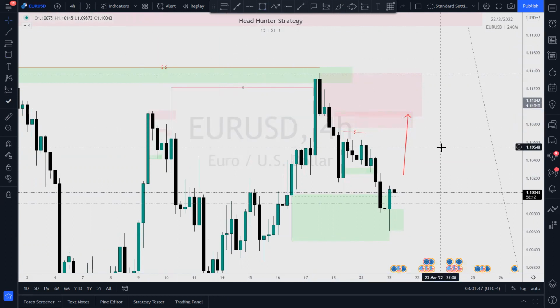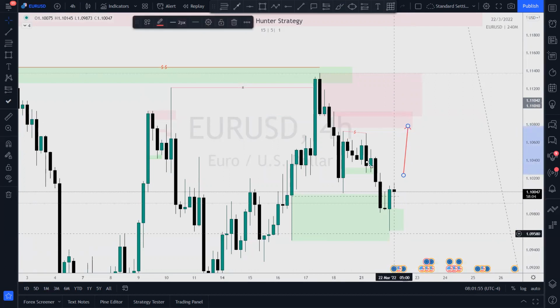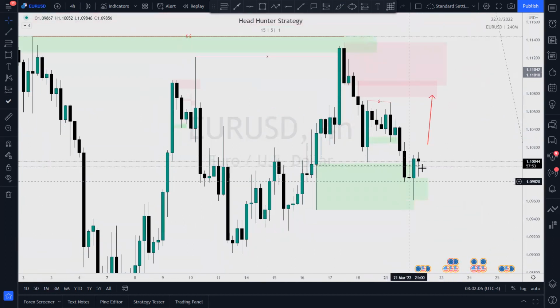So if we get a long position here, this is where I would take my TP, taking out the relative equal highs. I'm looking here, and I would look on the 15-minute to enter a good trade here. And we might have missed it, but I'm looking at 8 o'clock.